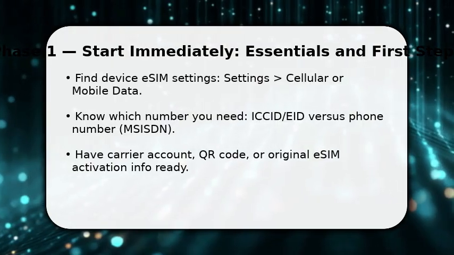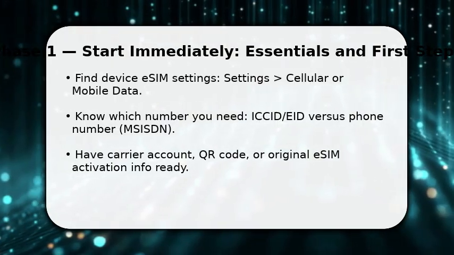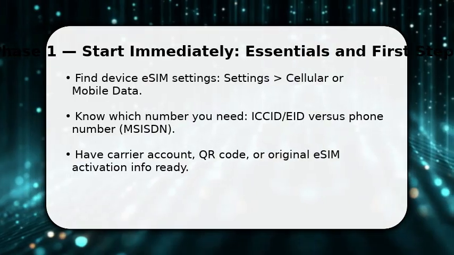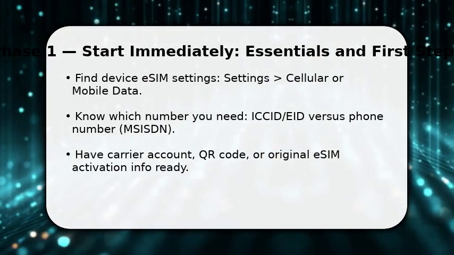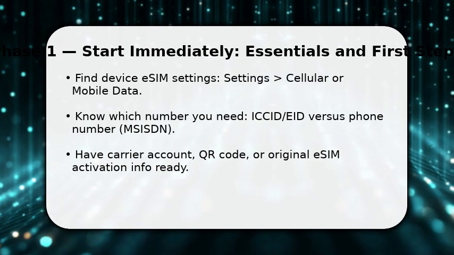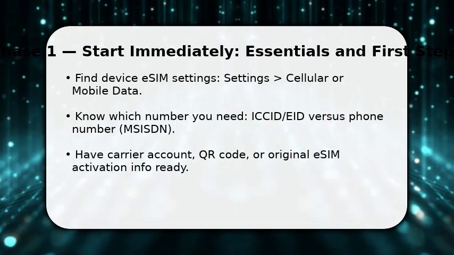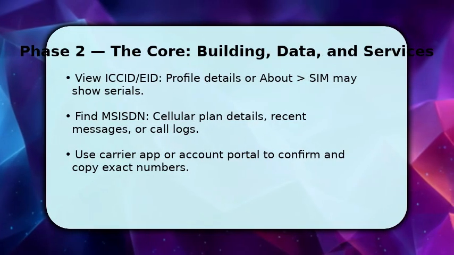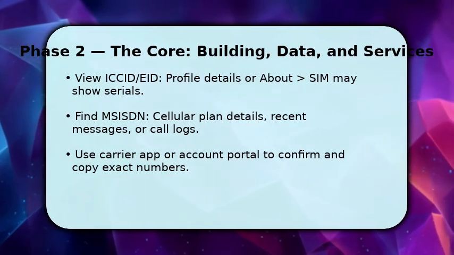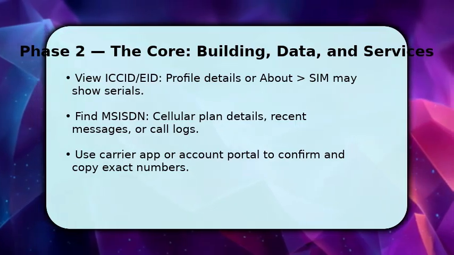Do this now because the device stores the unique eSIM codes. They are what carriers use to link service. Make sure to have your carrier account login or the original QR code nearby, since you may need to cross-check values immediately. Once done opening profile details, scroll to ICCID or EID and copy the full number exactly.